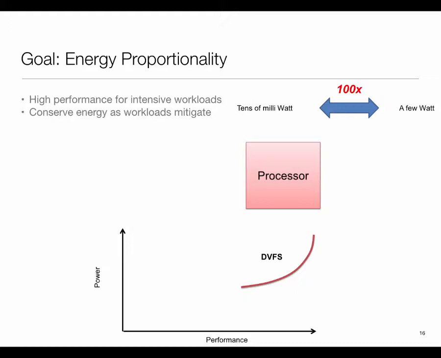In my 202B, I go in depth into it, but the way electronics works is by changing voltage and frequency together, you can have your processor straddle some sort of a curve like this, where the higher the performance you need, the more energy you need per unit work.